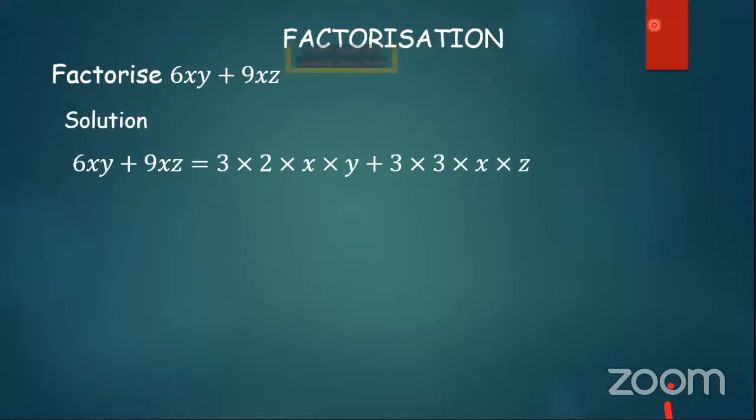But here we can first do it in a good way. So we say 6 is the same as 3 times 2, then times x times y. Then 9 is the same as 3 times 3 times x times z. And then here we identify those that are common. So we see that there is a 3 here, there is another 3, so that is common there. 2 is only here, then we have x here and another x here. So meaning the common factor is 3x.